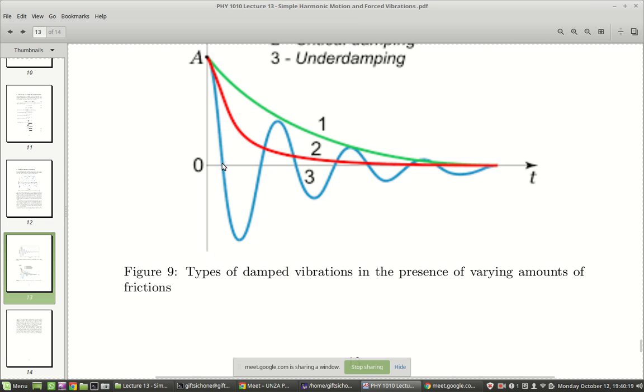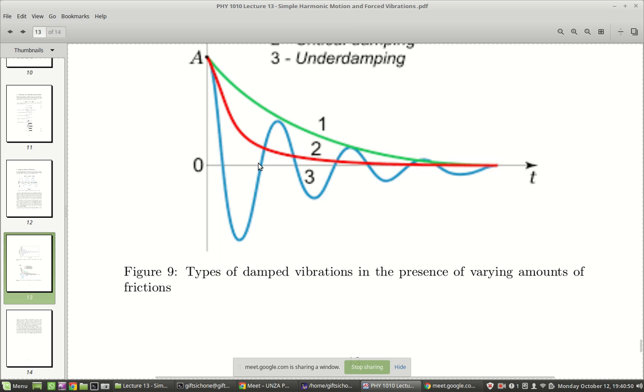There's very little friction such that the mass can go beyond the equilibrium position to the other side. With critical damping, the amount of friction is not too little, it's not too much. It's just enough that when you release, the mass goes straight to the equilibrium position. Okay? That is critical damping. Once, just straight to the equilibrium position.